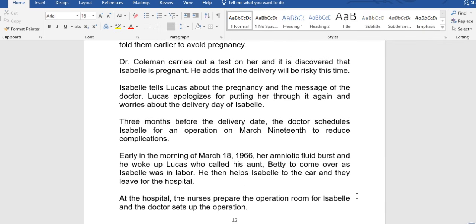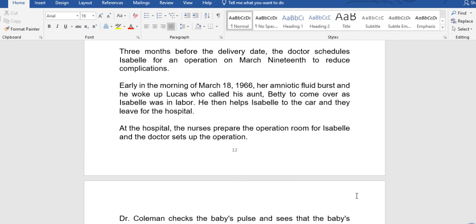Isabel tells Lucas about the pregnancy and the message of the doctor. Lucas apologizes for putting her through it again and worries about the delivery day of Isabel. 3 months before the delivery date, the doctor schedules Isabel for an operation on March 19th to reduce complications.